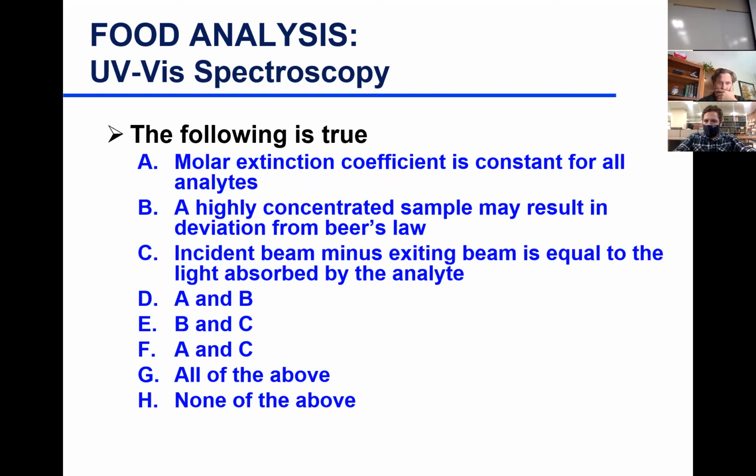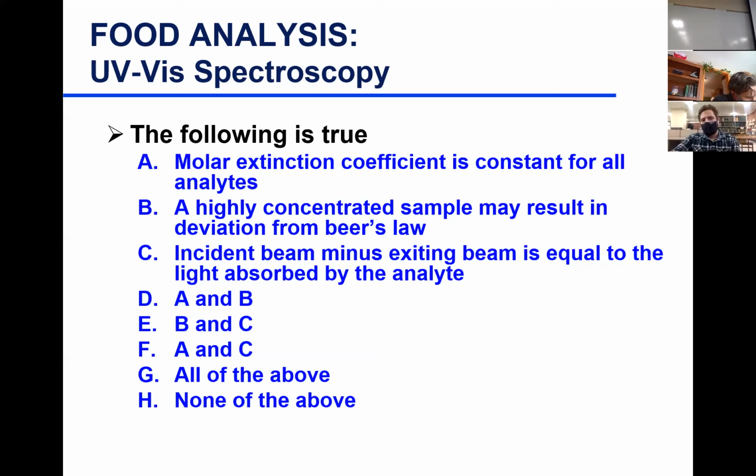I see E a lot, which is a very common answer, but somebody just answered B, and B is the correct answer, the only correct answer. So every analyte has a different molar extinction, and we'll talk about molar extinction, or in other words, absorptivity. So you either know it as absorptivity or molar extinction if the concentration is in molar concentration.